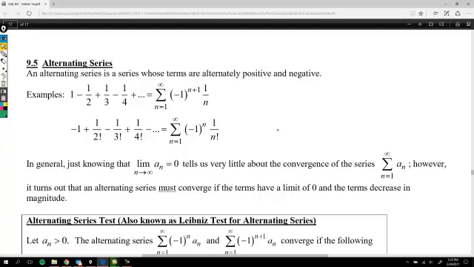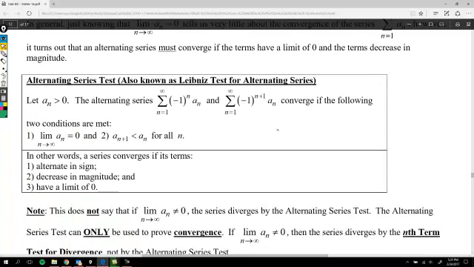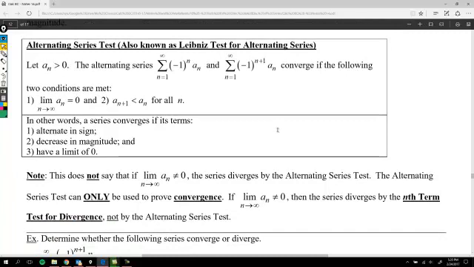Now, figuring out if these converge or not is a little bit different. It's a three-step process, and there are three things we want. We want it to alternate in sign, and you're just going to prove that by writing out some terms and showing that it alternates in sign. You want the terms to decrease in magnitude, meaning that the absolute value of each of your terms needs to be getting smaller, and the nth term test needs to give you a limit of 0.